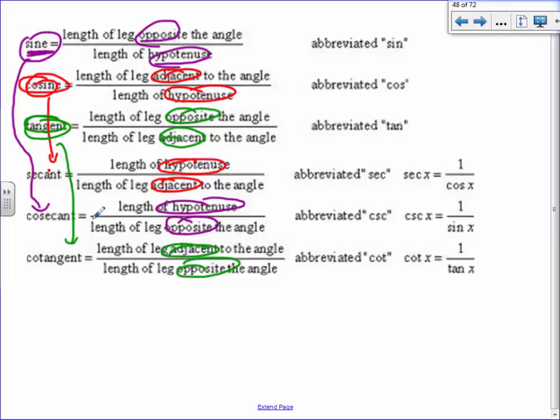Every single pairing has the word co in one of them. Sine doesn't have the word co in it, so its buddy has to be the cosecant one. Cosine has the word co in it already, so its buddy is just secant. And then tan does not have the word co in it, so its buddy is cotan. That makes sense. So, anyways, long story short, this is going to seem stupid.